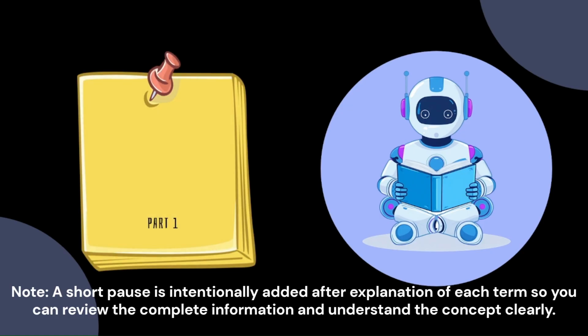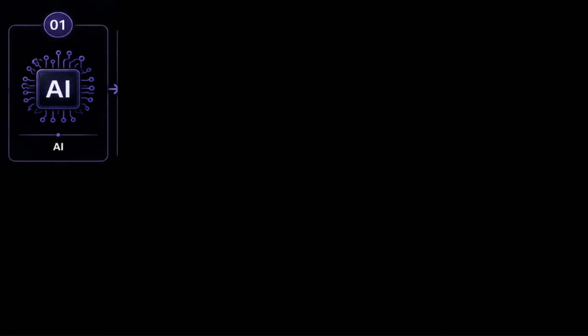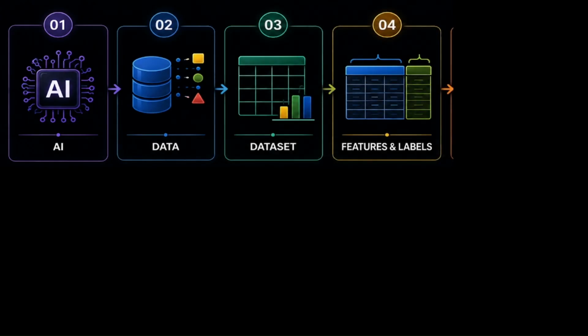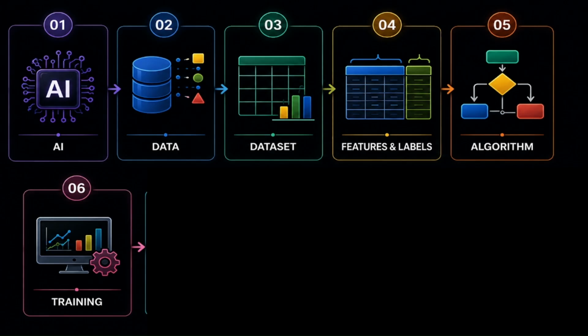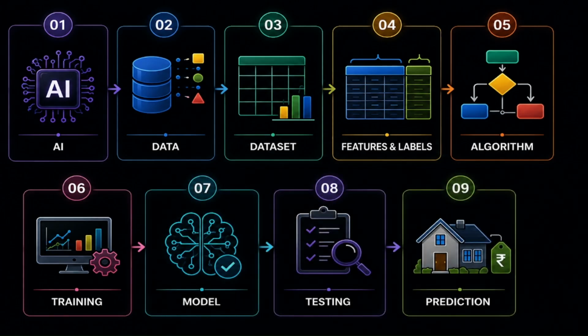In this lecture, we will talk about essential terminology of machine learning. We are going to learn about the terms AI, data, dataset, features and labels, algorithm, training, model, testing and prediction. So these 9 terms we are going to study in this lecture. So let's get started.